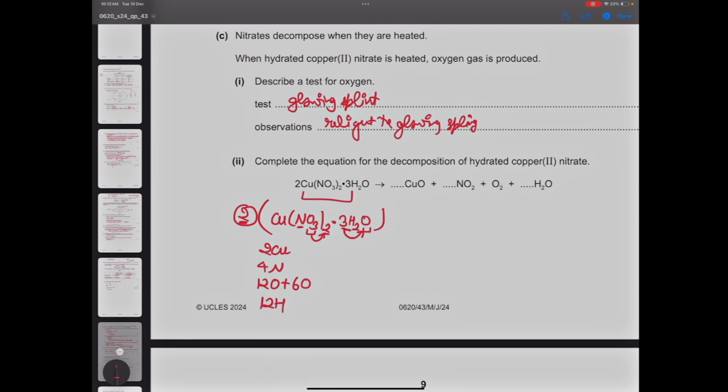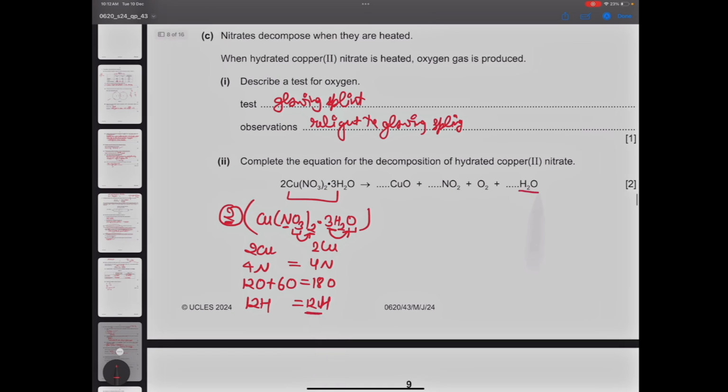So you have 18 oxygen atoms, 4 nitrogen atoms, 2 copper atoms, and 12 hydrogen atoms. Now, first of all, we can balance the hydrogen. 12 hydrogen atoms are there, and there is H2O, so you need to put a 6 here. Now, when you look at the copper, you have 2 copper atoms, so you need to put a 2 here. Nitrogen should be 4, so you would put a 4 here. When you do this, now you count the number of atoms which are balanced, your answer will come out correctly: 2CuO plus 4NO2 plus 6H2O.